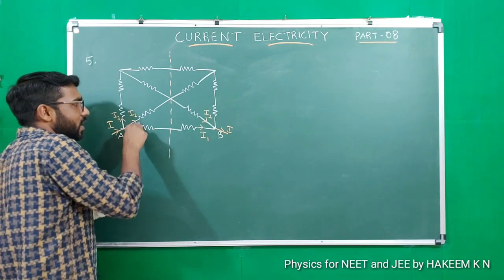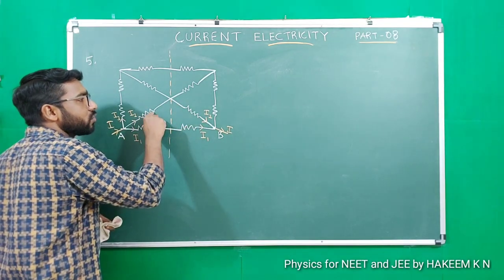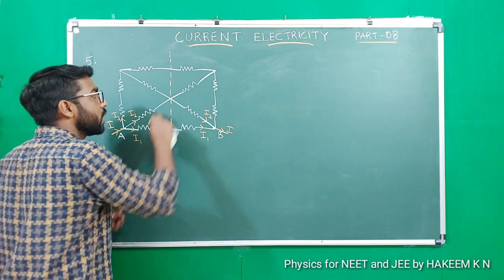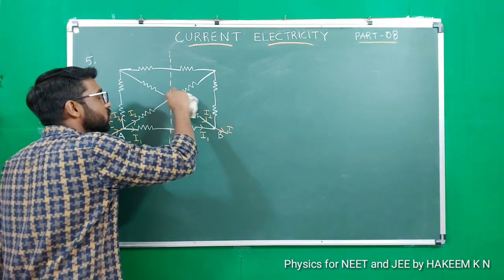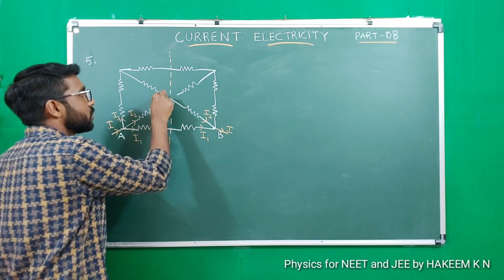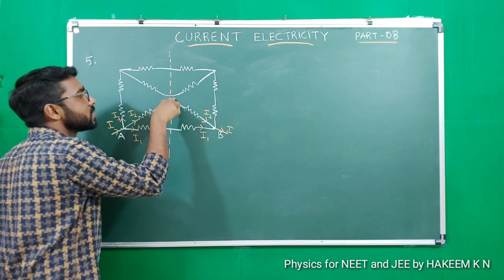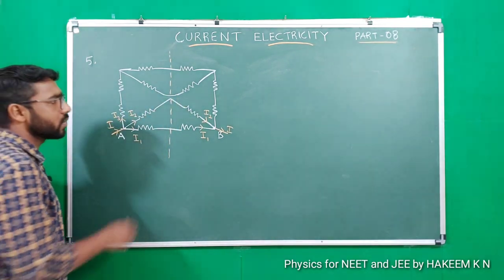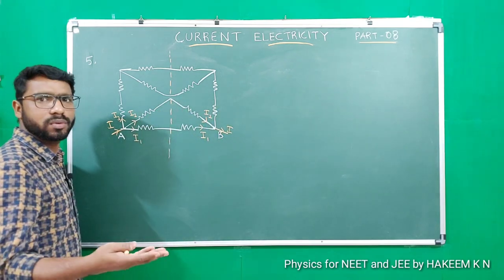So we can say no increase in I2 and no decrease in I2. As there is no junction like this, we can cancel out this junction. Okay, now you can calculate.